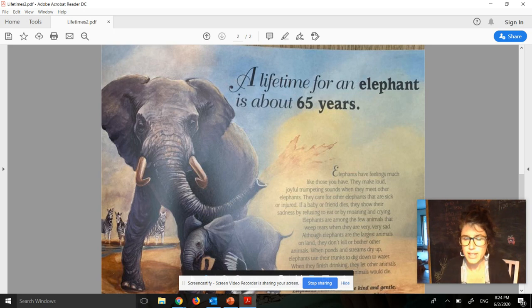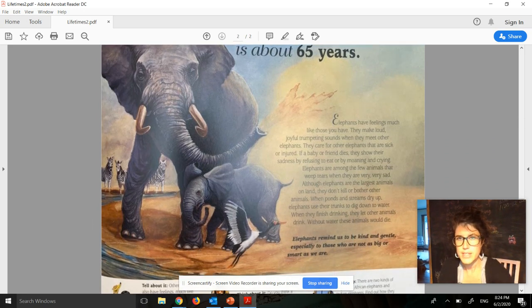A lifetime for an elephant is about 65 years. Elephants have feelings much like those you have. They make loud, joyful trumpeting sounds when they meet other elephants. They care for other elephants that are sick or injured. If a baby or friend dies, they show their sadness by refusing to eat or by moaning and crying. Elephants are among the few animals that weep tears when they are very, very sad.